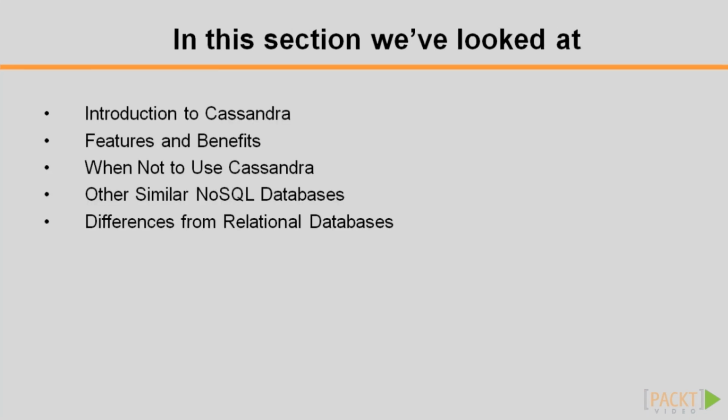In this section, we've looked at the basics of Cassandra, its features and benefits, strengths and weaknesses, and some use cases. In addition, we've glanced at some other popular NoSQL databases and went through the differences from relational databases. Next, we're going to look into Cassandra's technical details and its inner working mechanism. It'll be the final theoretical section of this course.